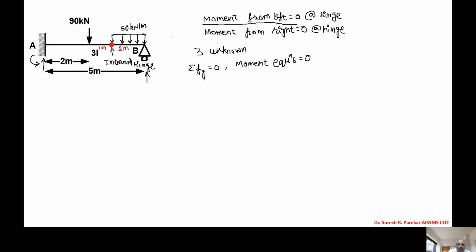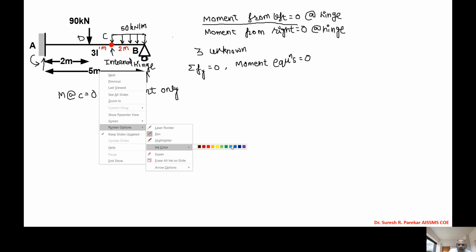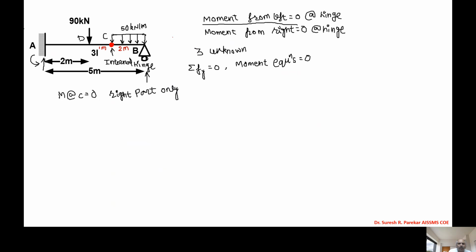So now we will take moment about the hinge, which I will mention as C. Moment about C equal to 0, and I will consider the right part only. So what will I get? We have the total load, which is equal to the intensity of UDL into distance. So this is 50 into 2, which is equal to 100 kilonewton.